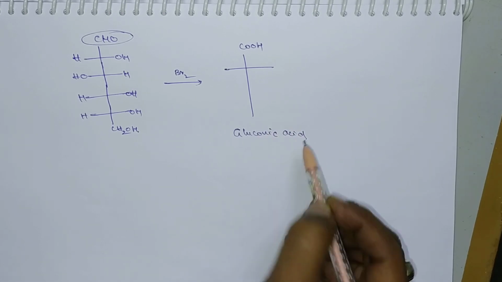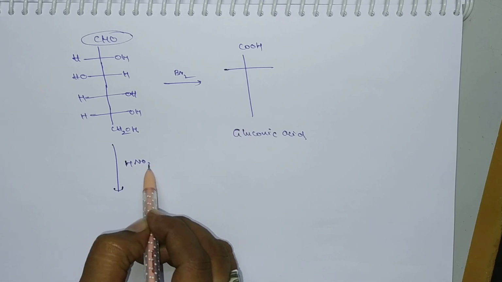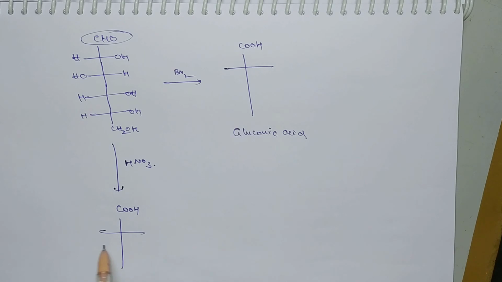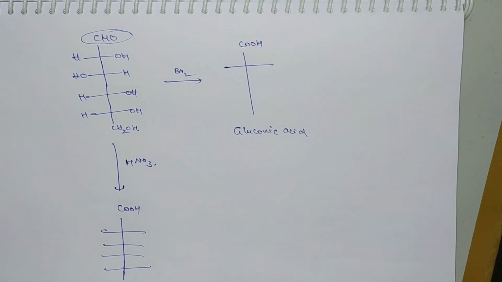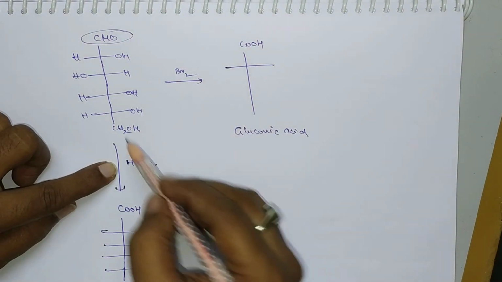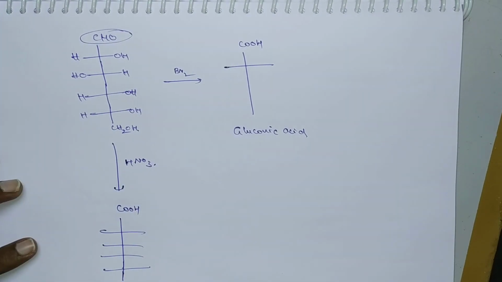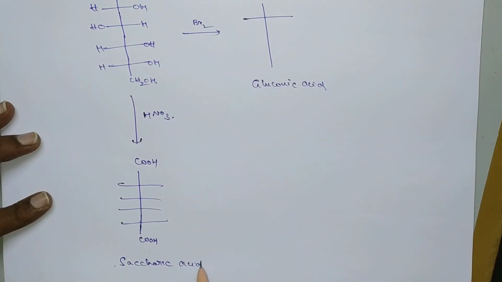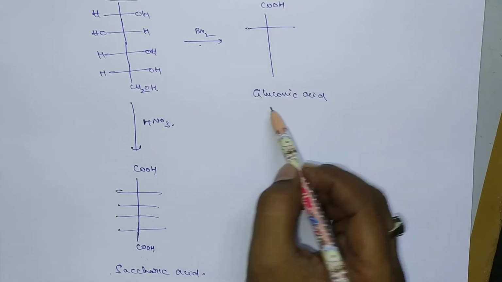Gluconic acid. So if you oxidize this with HNO3, the CHO group will be oxidized to COOH, and this primary alcohol is also oxidized to acid group. Since in presence of strong acid, the primary alcohol also oxidizes to form acid. Okay, so this is called saccharic acid.